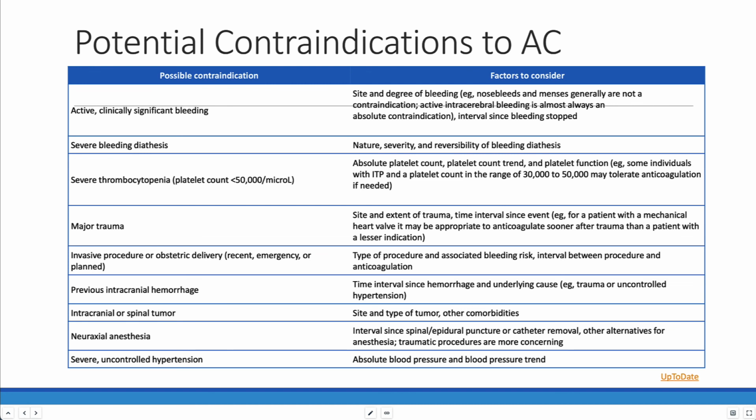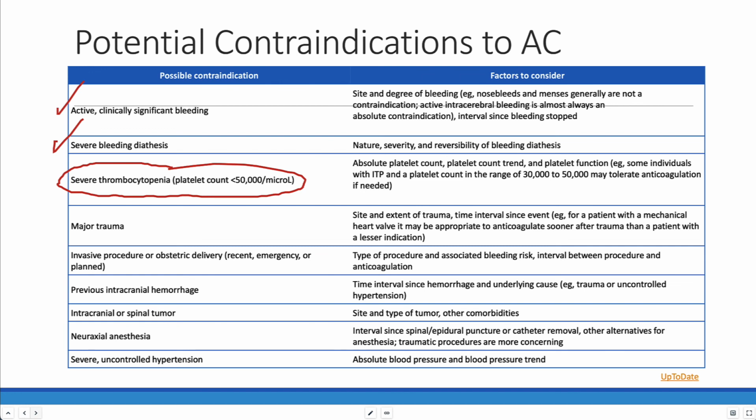So what are the potential contraindications? Well, if you have active significant bleeding, we're not going to anticoagulate you, right? Makes sense. I'm not going to try to assassinate you. If you have a severe bleeding disorder, that's a reason not to anticoagulate. Always remember this one, severe thrombocytopenia. So a platelet count of less than 50,000 is an absolute contraindication to anticoagulation. Okay? It's an absolute contraindication.